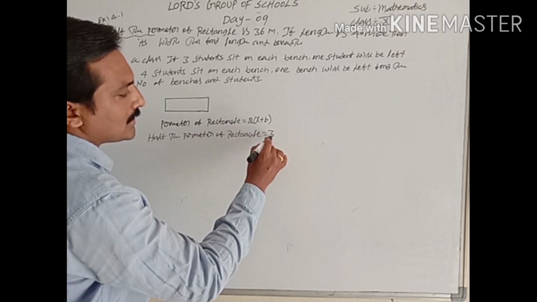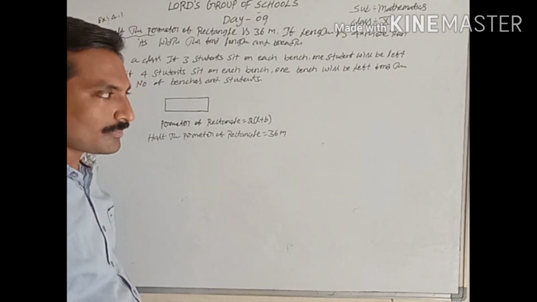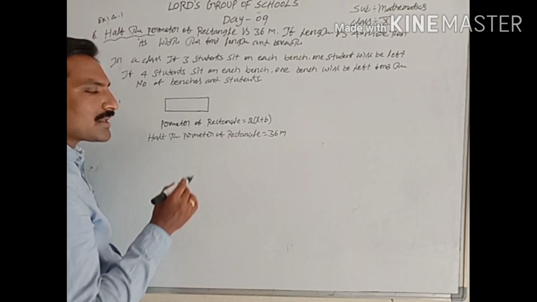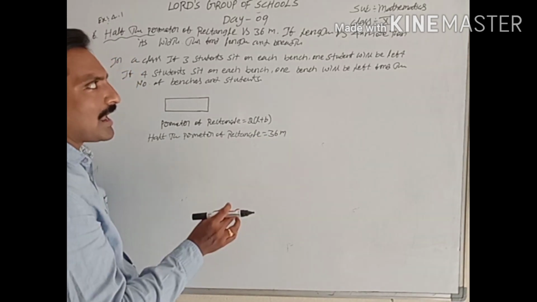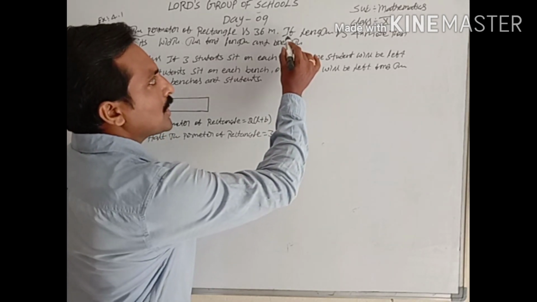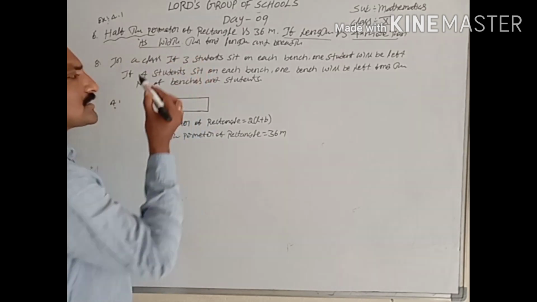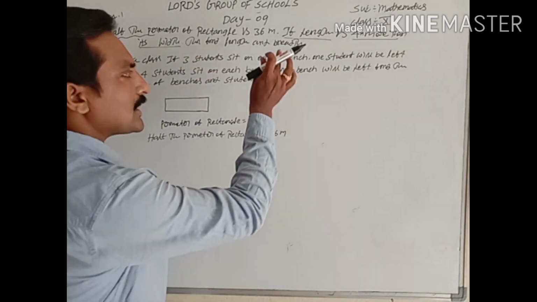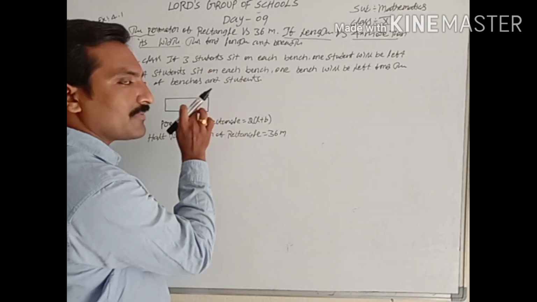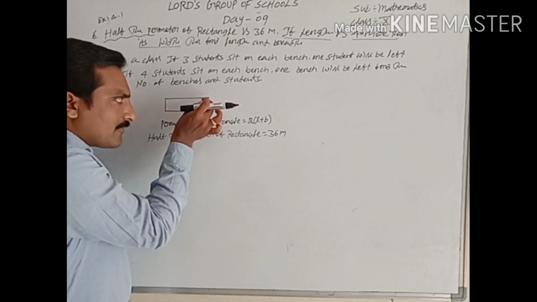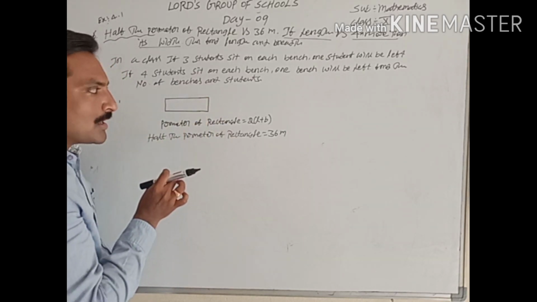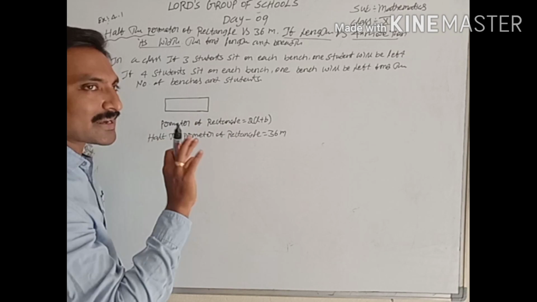How much? 36 meters given. The perimeter of the rectangle is 36 meters, and there is one more condition in this problem. If the length is 4 meters more than its width, it means the length depends upon the width. If you find the width, then you will get the length. That's why both are not given, but the condition is given.